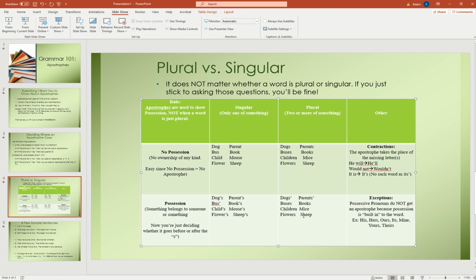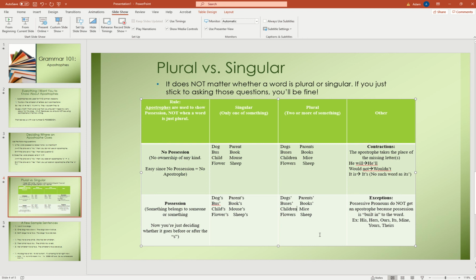There's a couple buses. All of the buses have flat tires. The buses' tires are flat. Is there possession? Yes. The tires belong to the buses. Does buses end in S? Yep. So just apostrophe at the end. There are many books on the shelf. All of the books' bindings are worn. The bindings belong to the books. There is possession. Does books end in S? Yep.